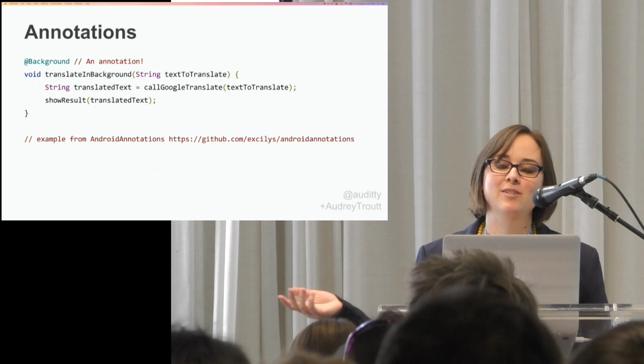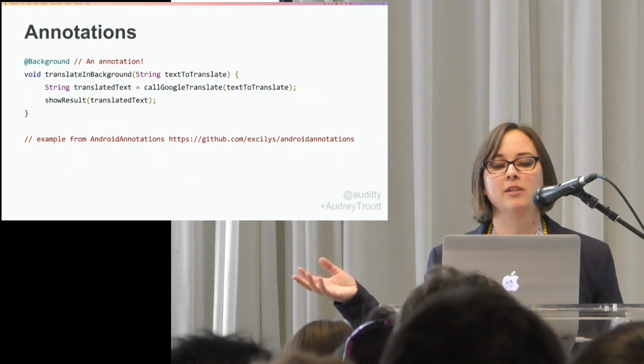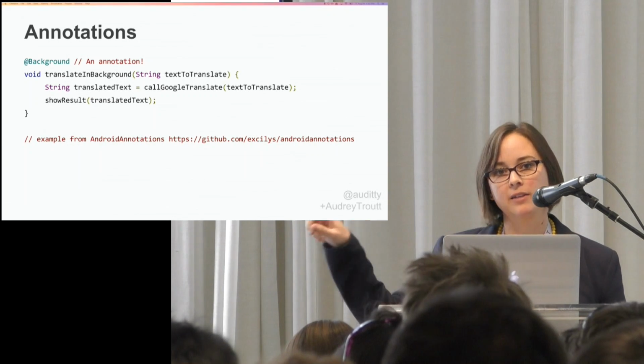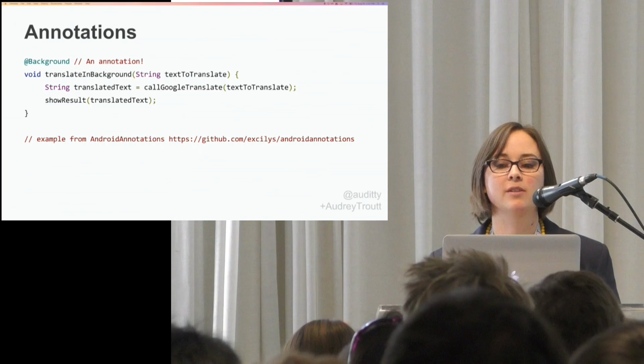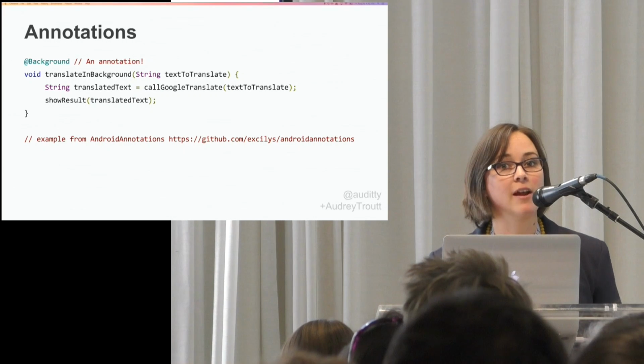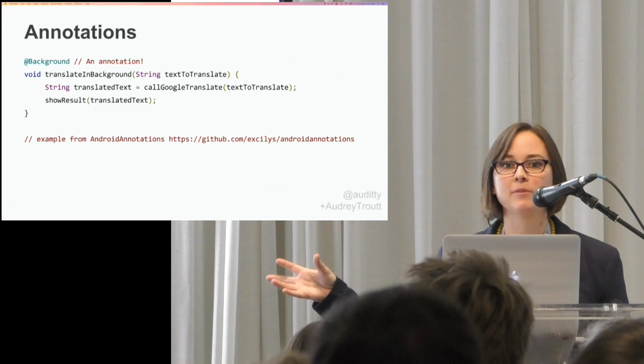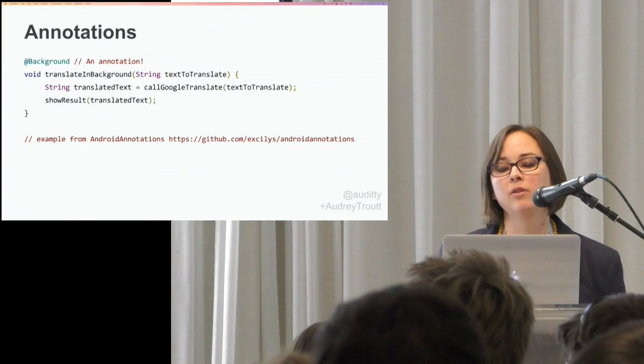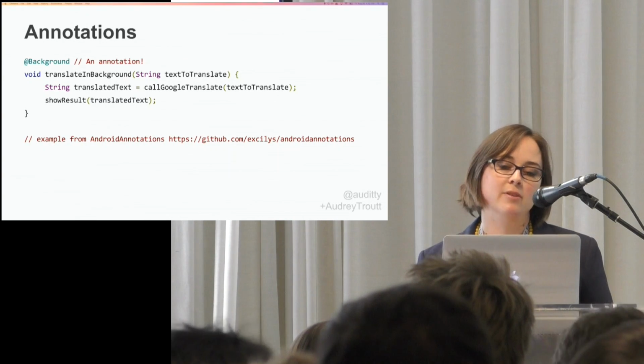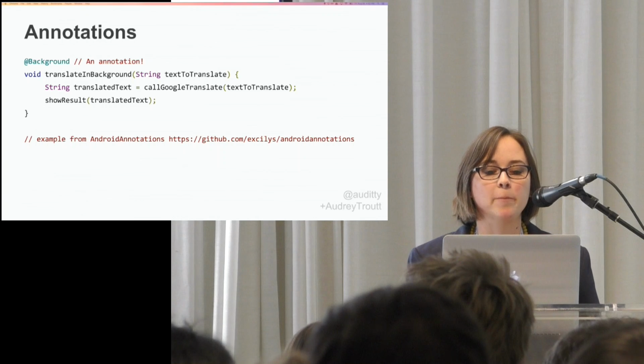Here's an example of one in the wild. This is from Android Annotations, which has the background annotation. The effect of adding that annotation onto your method, assuming that you're using the Android Annotations library, is that this method execution will be wrapped in the appropriate boilerplate code for backgrounding. They have a counterpart for UI threading as well.